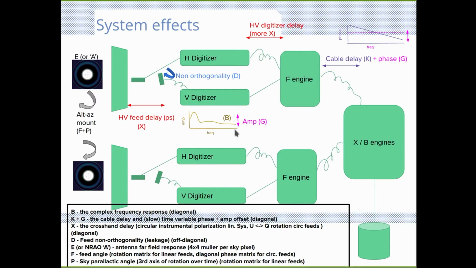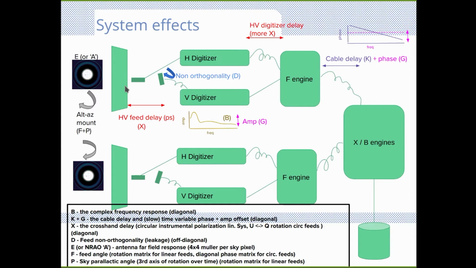Now, I should also point out that you can also have a delay term between the two different feeds here, and that is called the crosshand delay. Ruby indicated the measured visibility is X, but please don't confuse the two, I use X for a different reason here. X indicates the delay between the signal that is measured on H and the signal that's measured on V. So this is a delay between those two signals, and that is the definition of circular polarization. So the system is inducing its own circular polarization, and we have to calibrate this out.